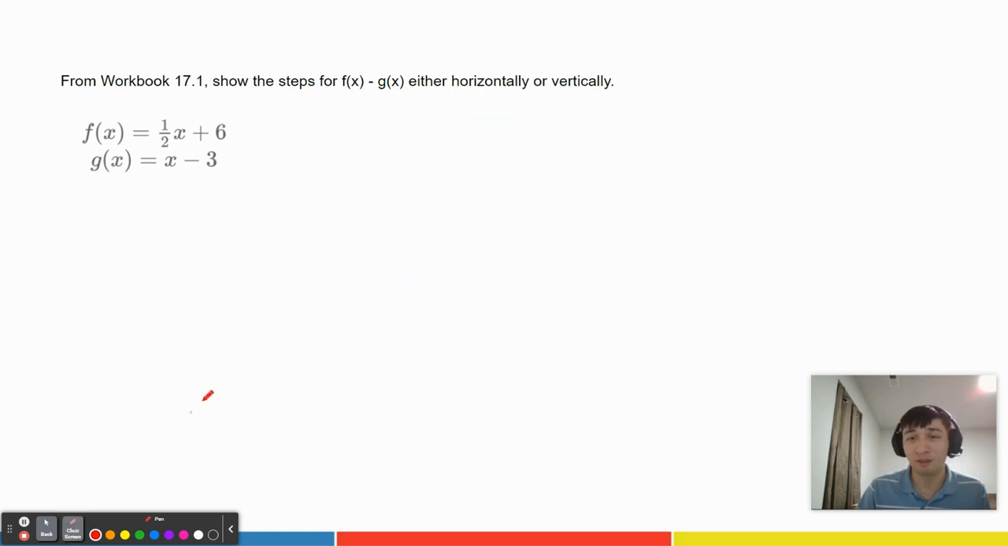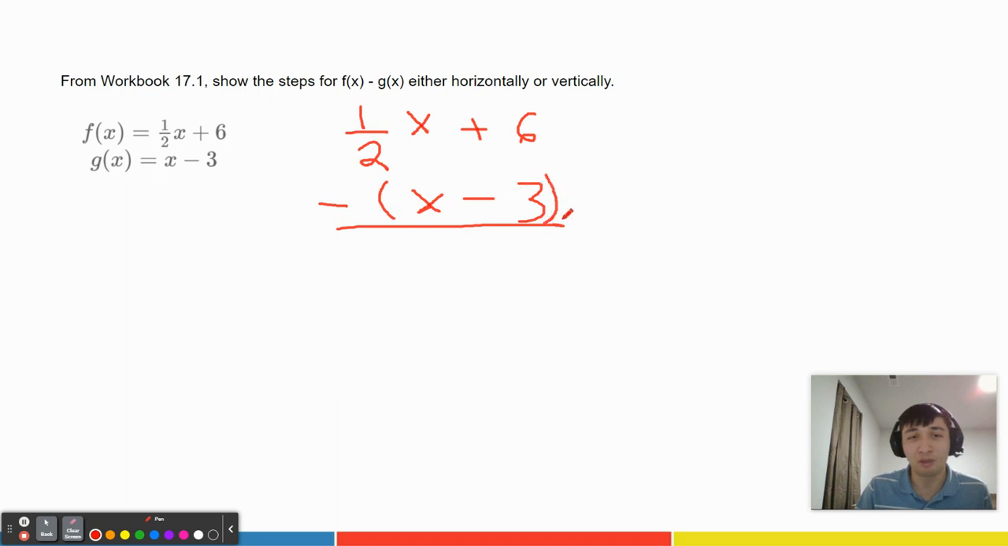So to do that, here, I'll just reset what I got. So again, since it's f minus g, we're going to write down f first. We're going to have a half x plus 6. And then we're going to have x minus 3 below it. And we are subtracting. Now, when we subtract, we got to make sure this is in parentheses, because this negative is going to come in and distribute to both of these, aka change the signs of everything down here.